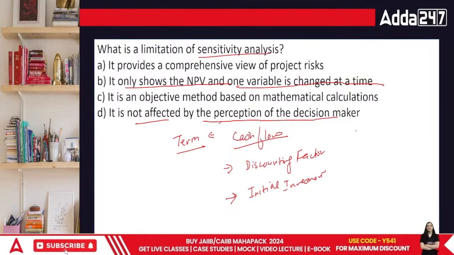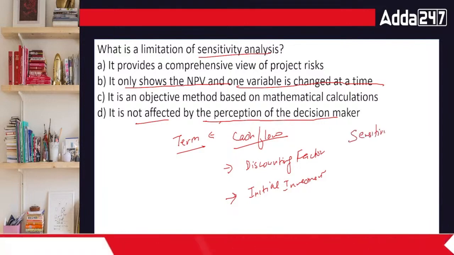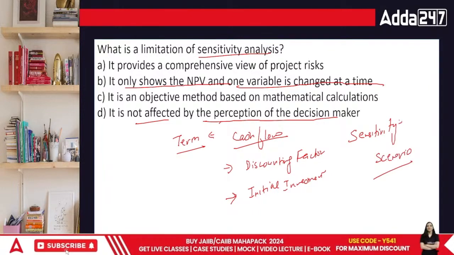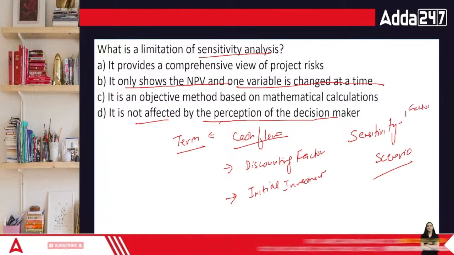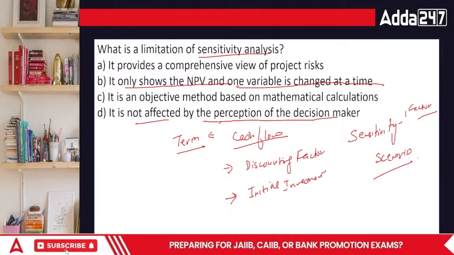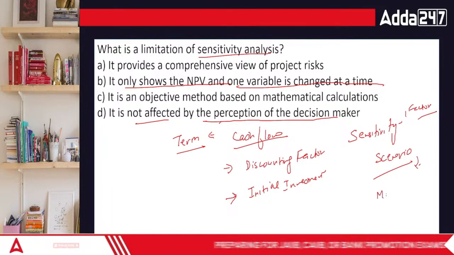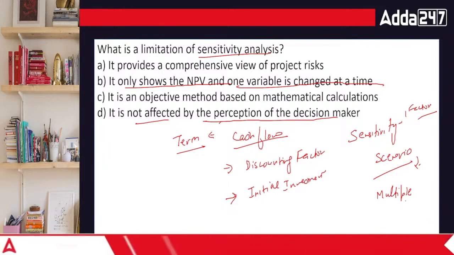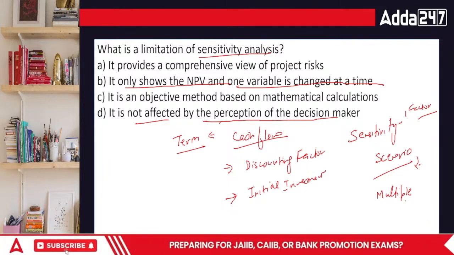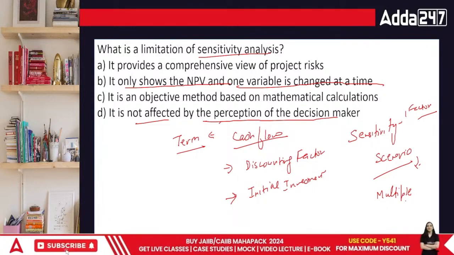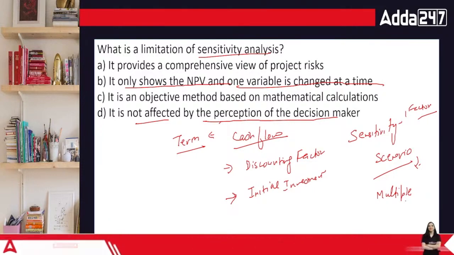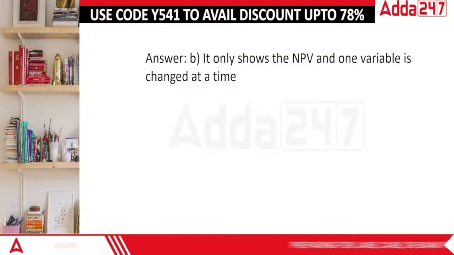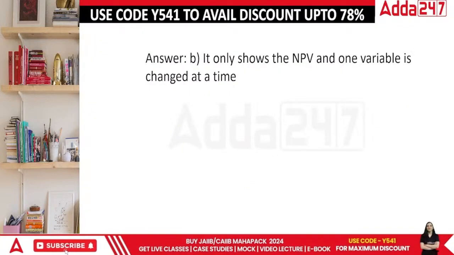The difference between sensitivity and scenario: number one is sensitivity and second is scenario. The difference between the two is sensitivity takes one factor at a time, while scenario takes multiple factors. Multiple factors changing at one point of time have a greater impact. Chaliye. So in this case, the answer is it only shows NPV and one variable.